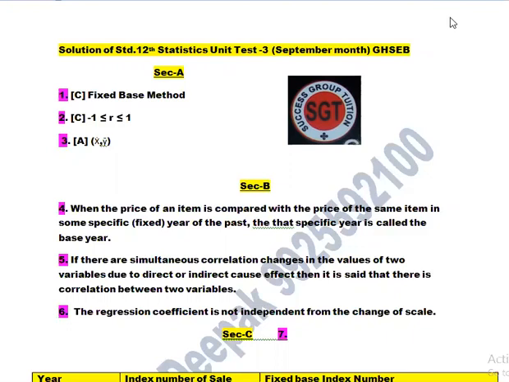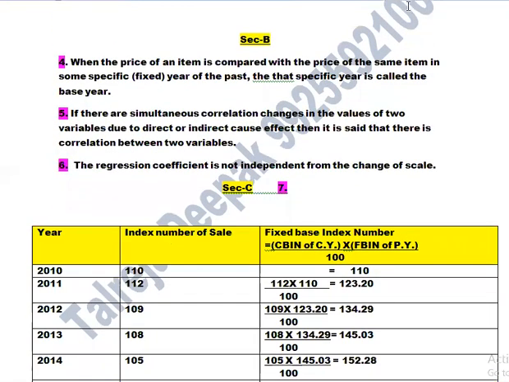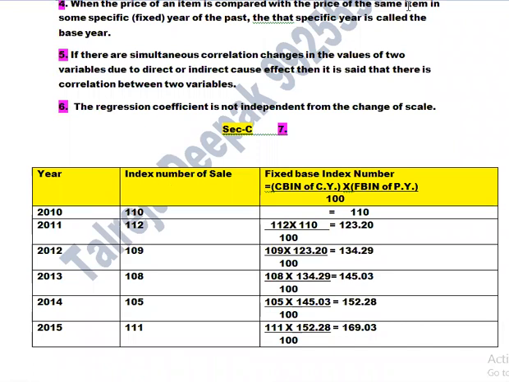Sixth question, the regression coefficient is not independent of which transformation? The regression coefficient is not independent of the change of scale. Section C, seventh question, chain base index number is given and we have to convert it into the fixed base index number. So we'll prepare 3 columns: year, index number of sale is given, and find out the fixed base index number by using the formula: chain base index number of current year into fixed base index number of previous year upon 100.